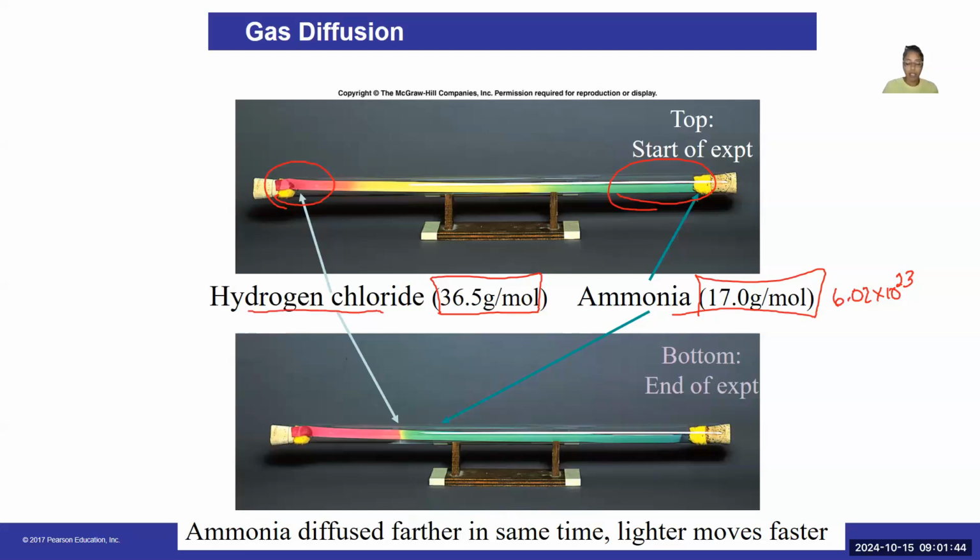So notice that at the end of the experiment, the ammonia has moved farther down the tube than the hydrogen chloride. So the hydrogen chloride gas does move a bit, but because it's much larger, it is heavier, it moves slower. So ammonia diffused farther in the same amount of time because the lighter the gas is, the faster it moves.